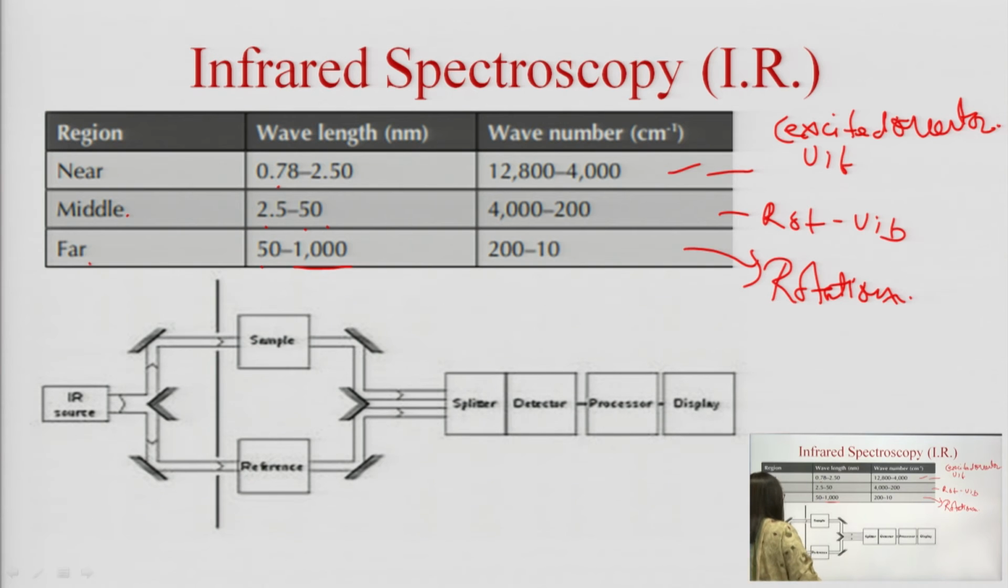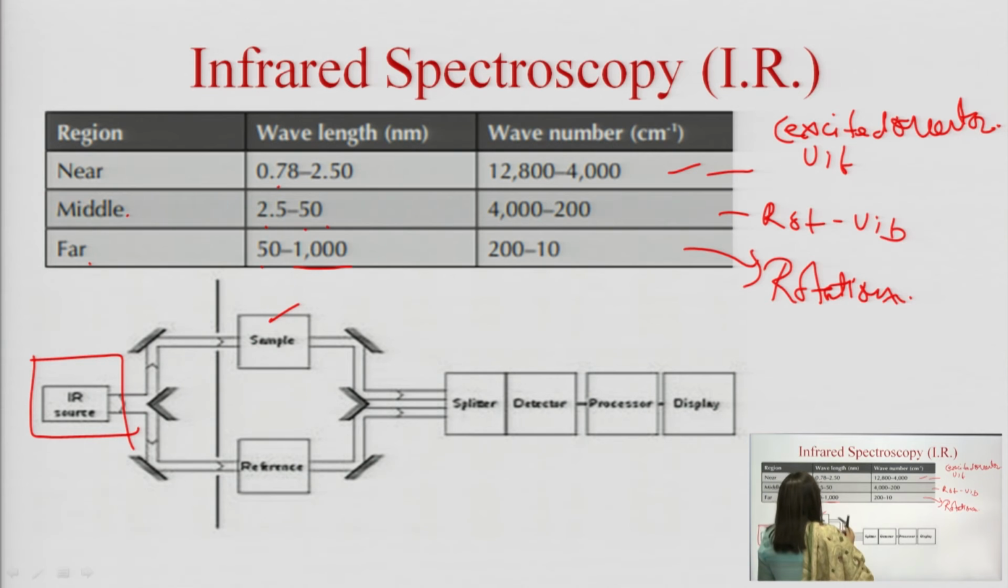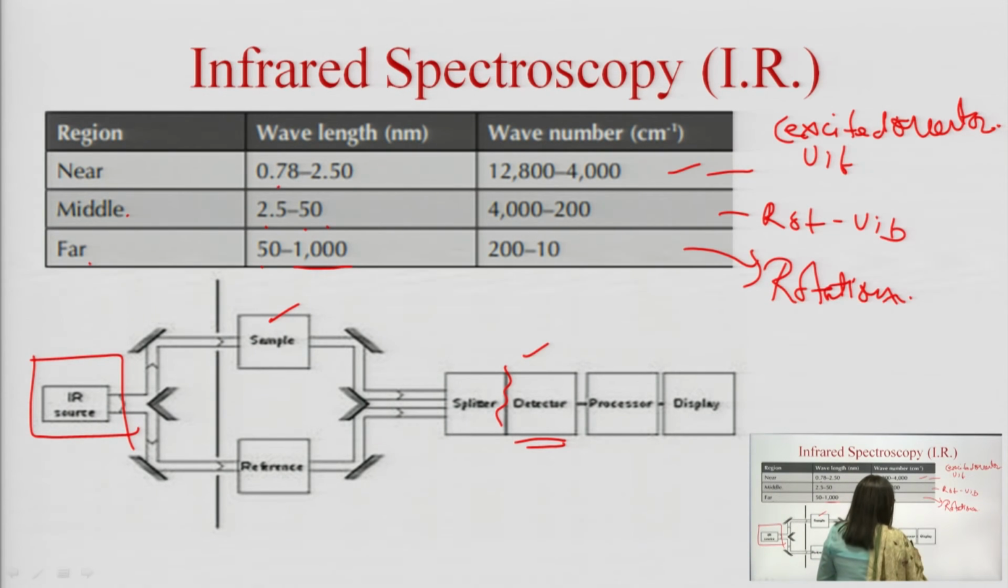Here is the schematic representation of IR, where the IR source is there. The sample is kept either in disc form with KBr or in liquid form in eugenol oil and other mentioned solvents, and then the detector is kept to observe, which observes the emitted radiations. The processor displays the reading.